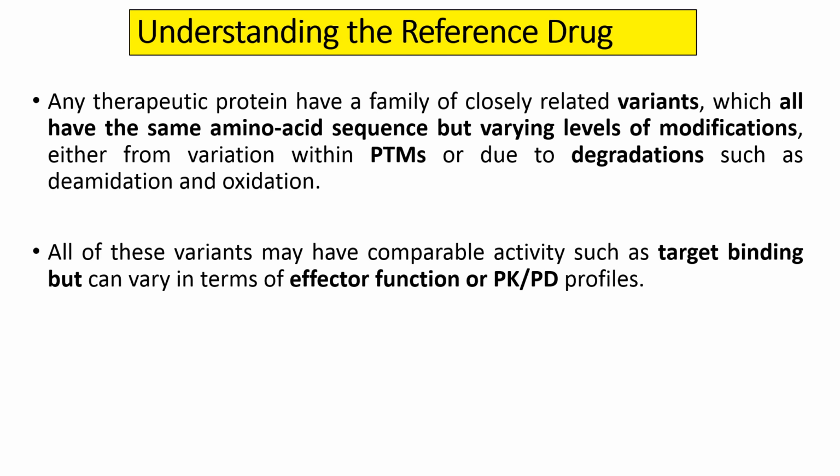It is well known that any therapeutic protein has a family of closely related variants. Variant means that they have the same amino acid sequence, but they vary in the level of modification, either from variation within the post-translational modification, or from variation resulting from degradation, such as deamidation and oxidation, which we discussed before as both types of chemical instabilities.